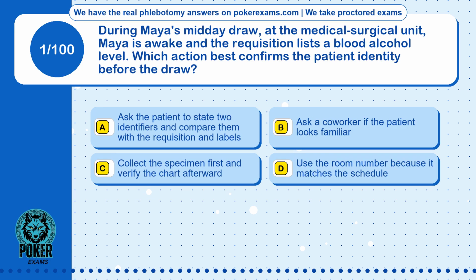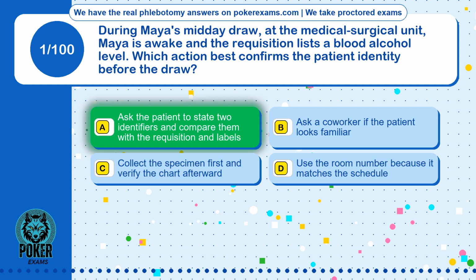Question 1. During Maya's midday draw at the medical surgical unit, Maya is awake and the requisition lists a blood alcohol level. Which action best confirms the patient identity before the draw? Option A. Ask the patient to state two identifiers and compare them with the requisition and labels. Option B. Ask a co-worker if the patient looks familiar. Option C. Collect the specimen first and verify the chart afterward. Option D. Use the room number because it matches the schedule.